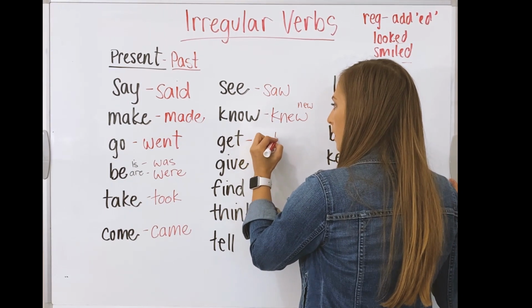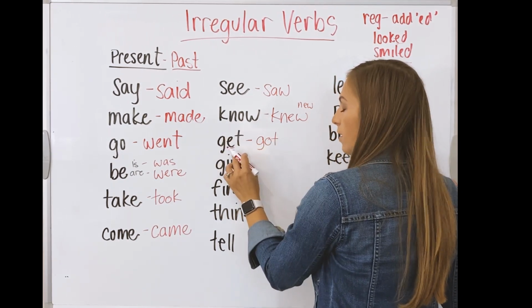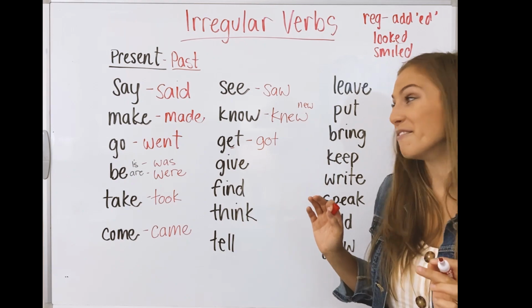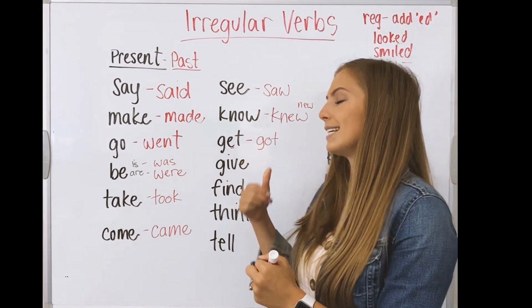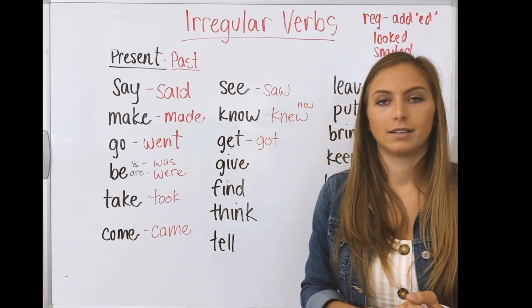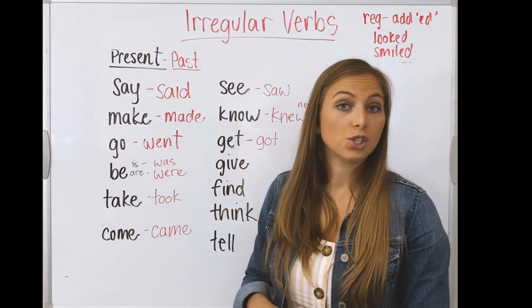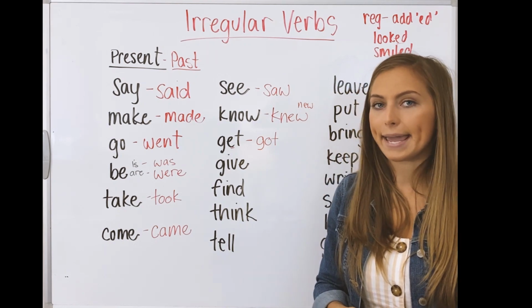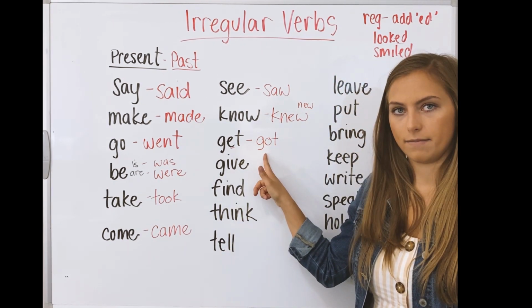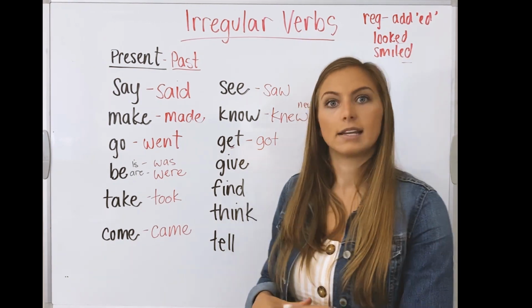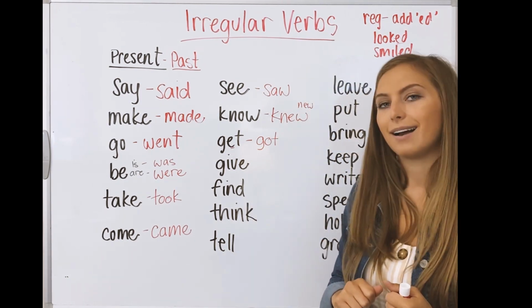All right, the past of get is got. Again, the vowel changes from E to an O. Get is now got. One of my students got an A on his test. Got an A. Okay, he got an A. That has happened before, so it's got.